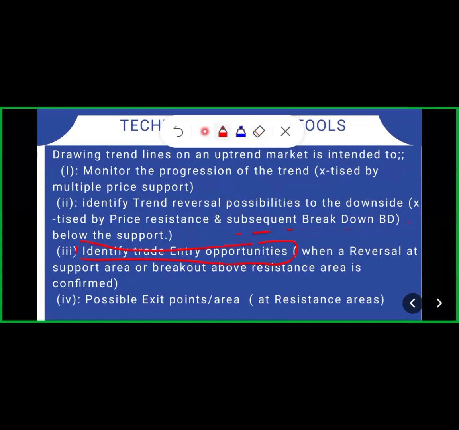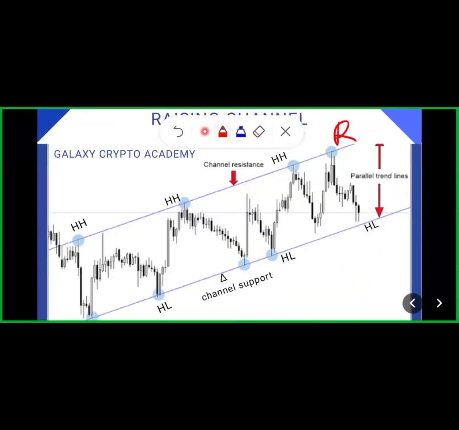You make an entry decision in a rising market, one, at a point of reversal within the support area. And two, at a break of structure above the resistance. This is what I mean. If you come back on the rising channel, what happens here is you will only enter if this price is supported successfully on your support line or your trend line. The price comes, gets supported, and then you see the price rising back up. You will enter at support or an area nearer to the support.